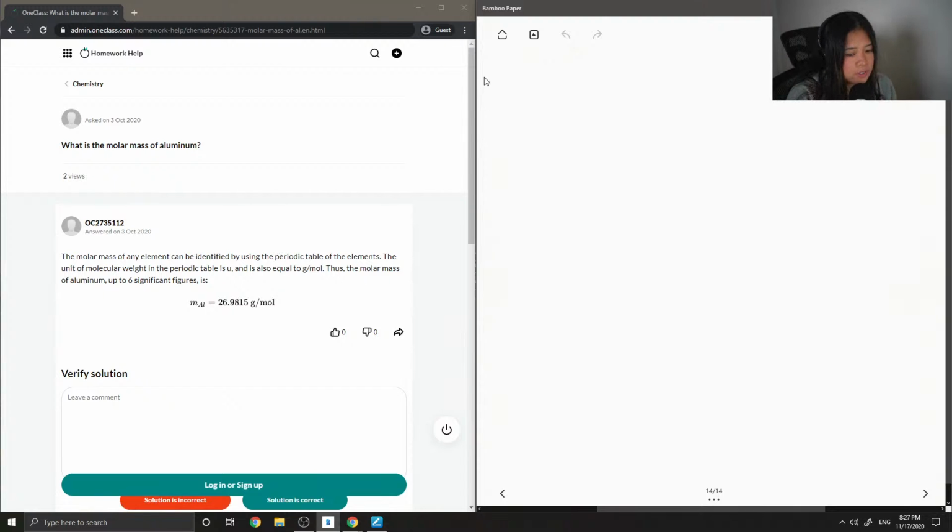Okay, so I think we have time for one more question. What is the molar mass of aluminum? Okay, so you can just find the molar mass of aluminum on the periodic table, and it is equal to 26.98 grams per mole.